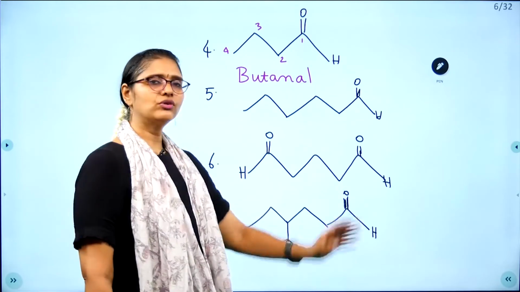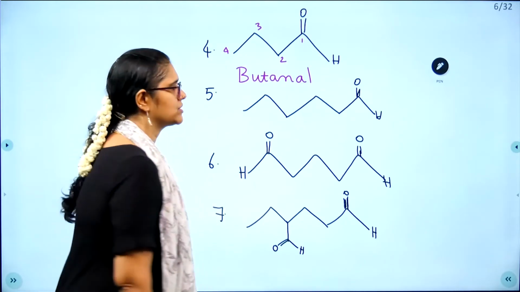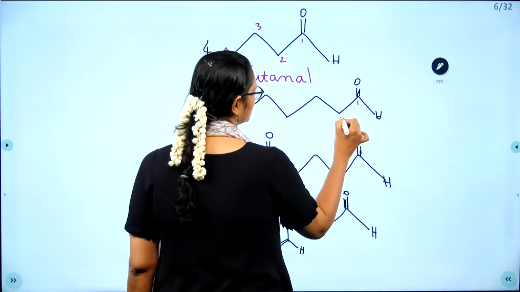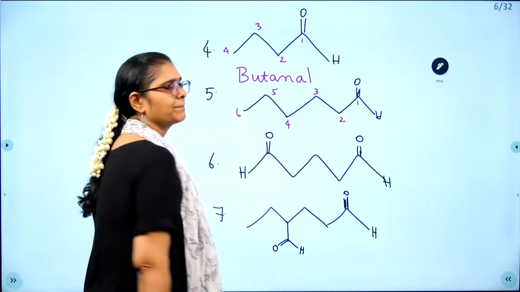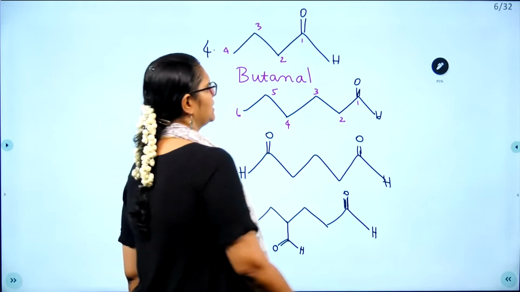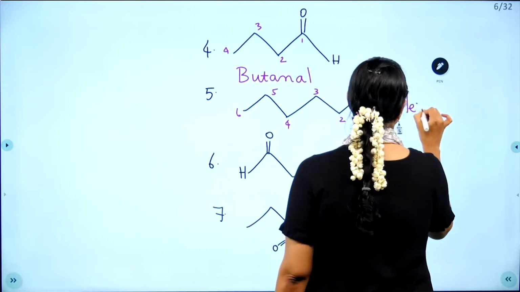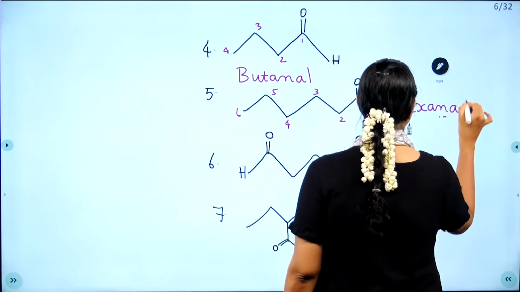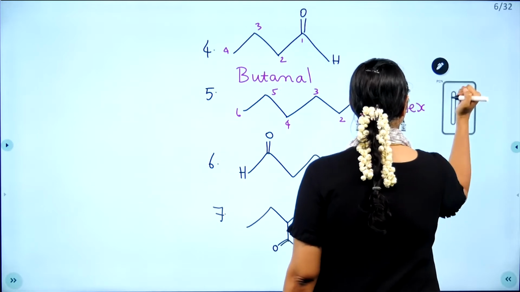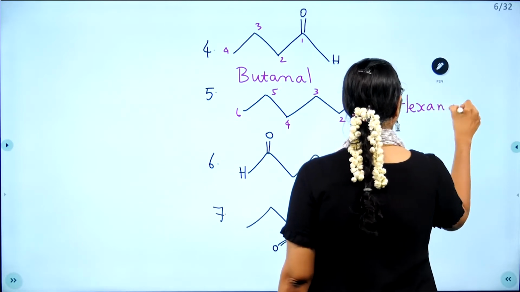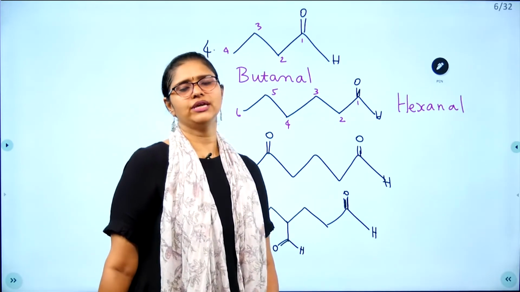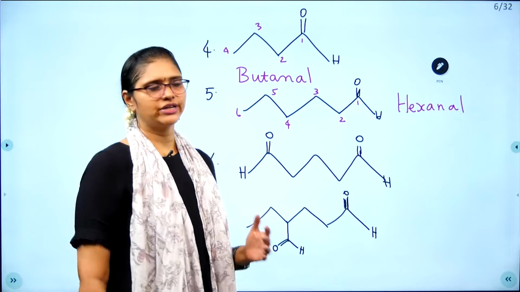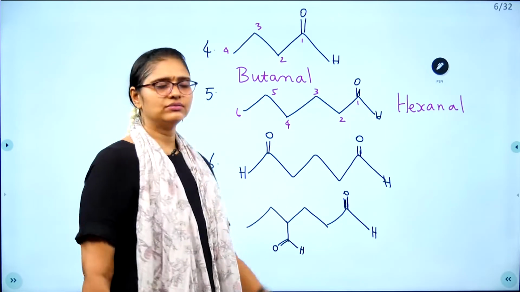Now go to the fifth one. How will you name this? This should be 1, 2, 3, 4, 5, 6, right? Hexanal. Hexane, you have to remove e and put al. So it is hexanal.